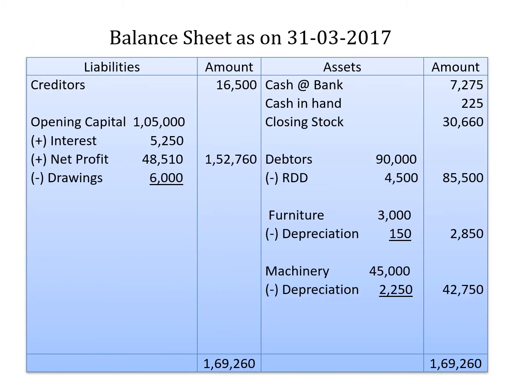Coming to the last statement of this problem, we have to make the closing balance sheet. So balance sheet as on 31st March 2017. Liabilities amount, assets amount. Coming to the liability side, we take the closing creditors. So closing creditors is given 16,500. Now we have to make the adjustments with regard to capital. I have explained this in detail earlier.